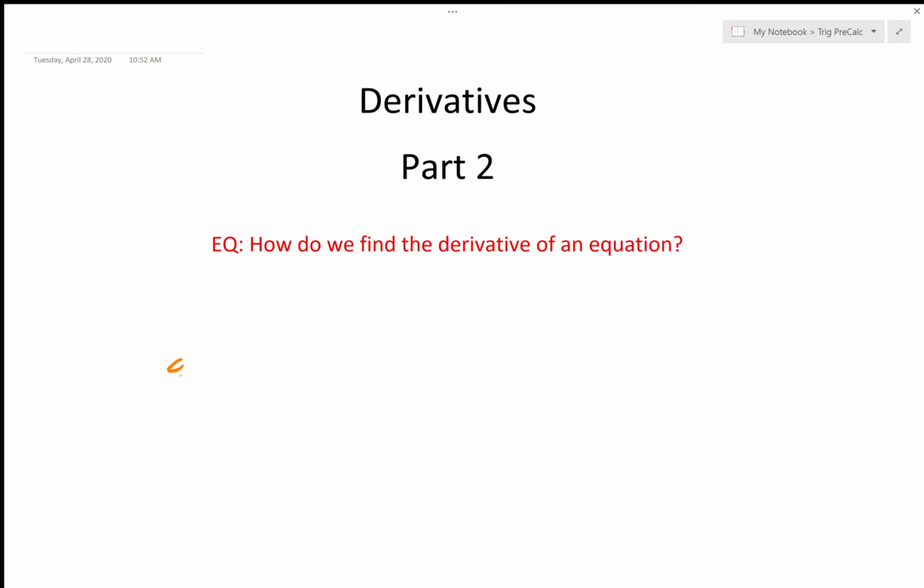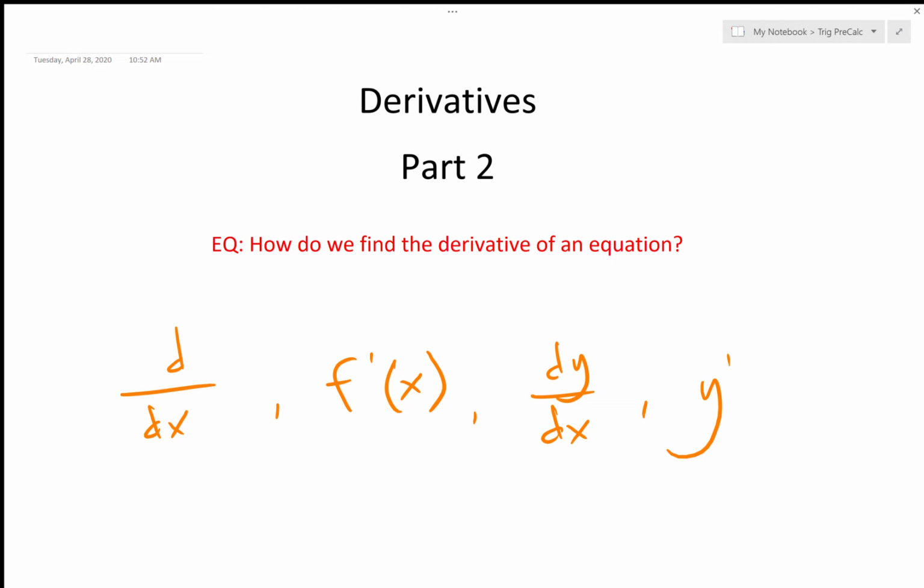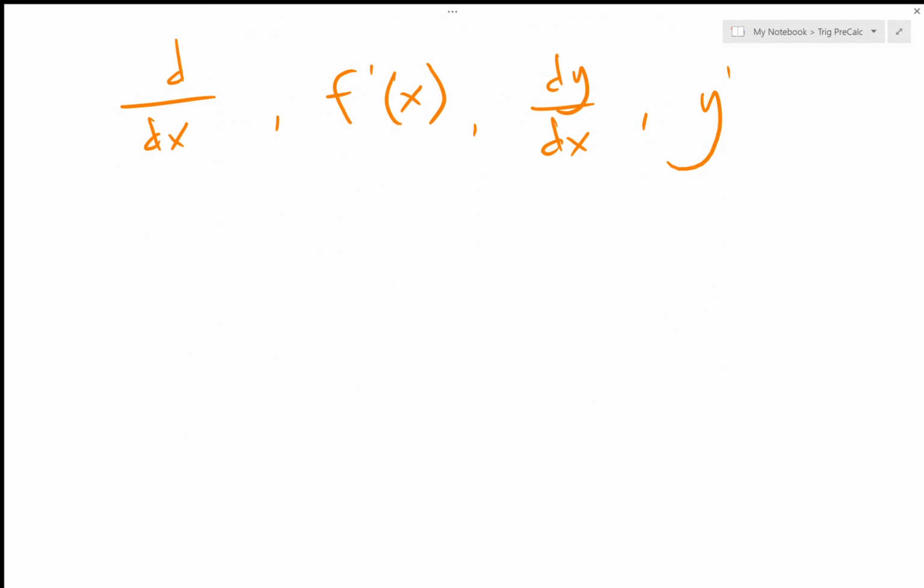doing derivatives. We have d dx, f prime of x, dy dx, and y prime. So anytime we see any of these, they're asking us to do the derivative. All right, and remember the derivative helps find the slope at any given point of a function. So getting right into it.